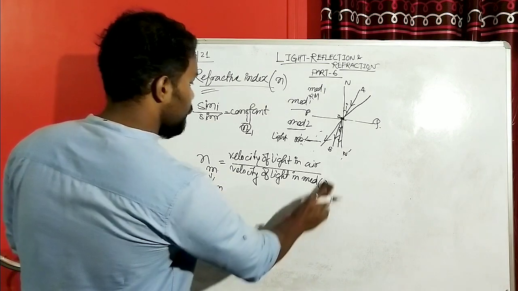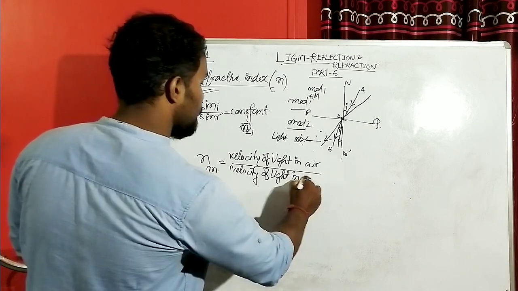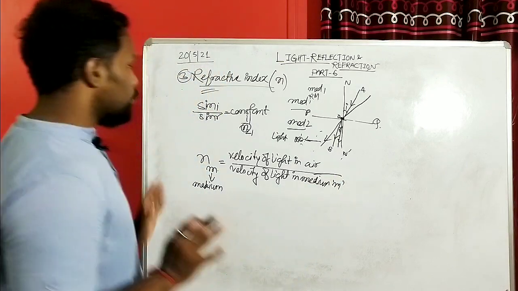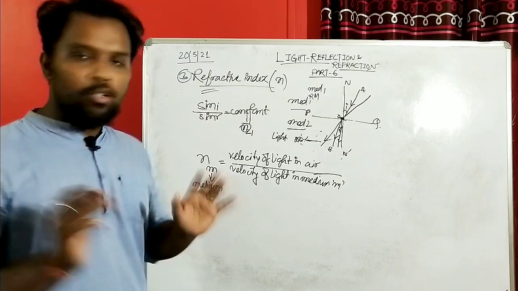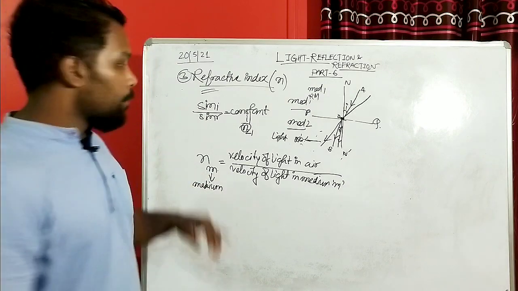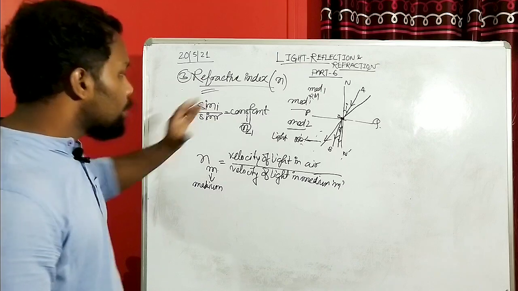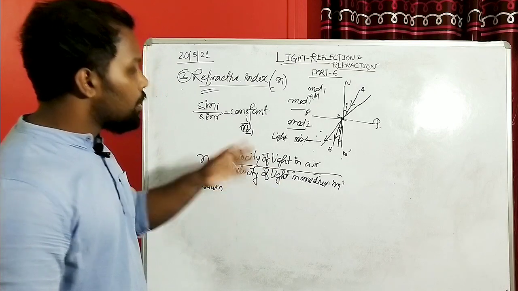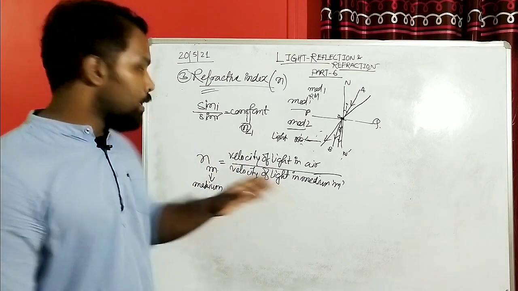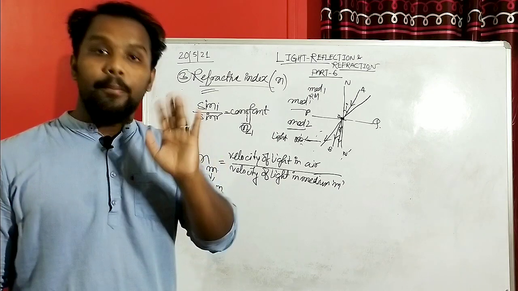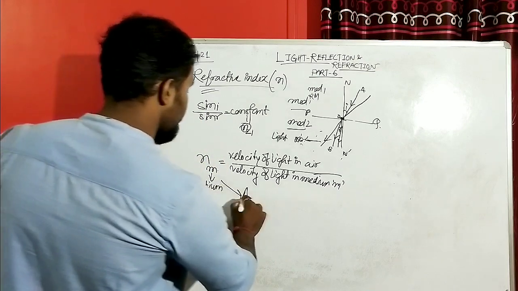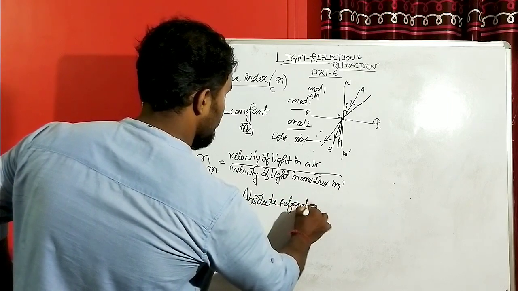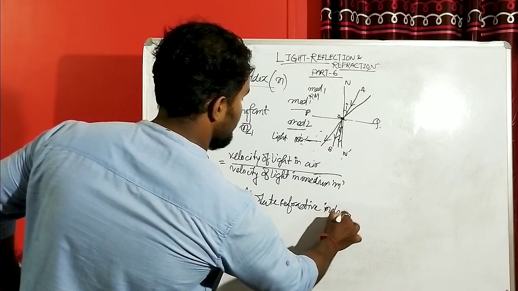So the definition is this. Whenever we calculate the refractive index of a certain medium through the ratio of the velocity of light in air by the velocity of light in the other medium, we always get the absolute refractive index. So this refractive index is known as the absolute refractive index. This is the concept of absolute refractive index.